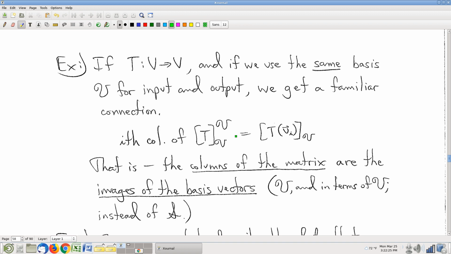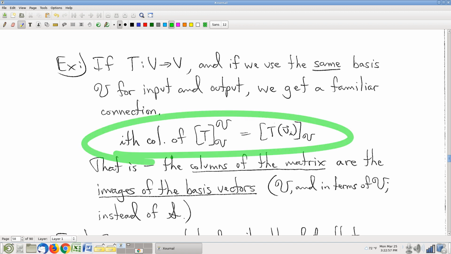We end up recovering a statement that is a generalization of an observation that we made a long time ago. Well, I say a long time ago. So at the start of section 5.3, way back at the start of section 5.3, we observed that every linear transformation from Rn to Rm is a matrix. And furthermore, the formula for that matrix was the columns are the images of the standard basis vectors.